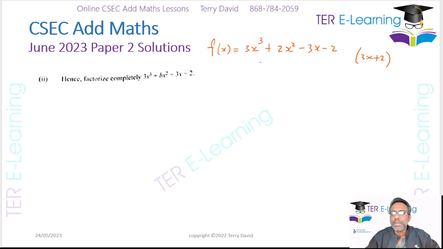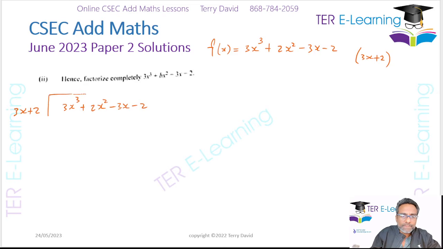right? Now all we need to do is a long division here, right? So I'm going to put 3x cubed plus 2x squared minus 3x minus 2, and you're going to divide that by 3x plus 2. Right, so when we divide this here, we have to put x squared. x squared by 3x will give me 3x cubed. Then x squared by 2 will give me 2x squared. Right? So when we subtract this here, we'll get 0.